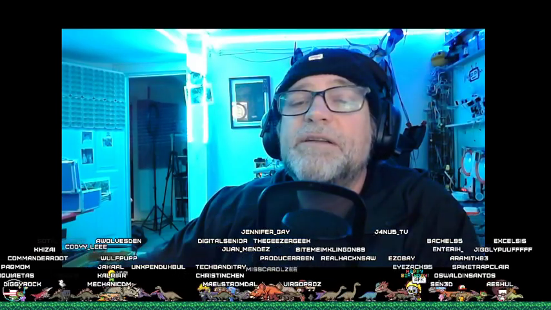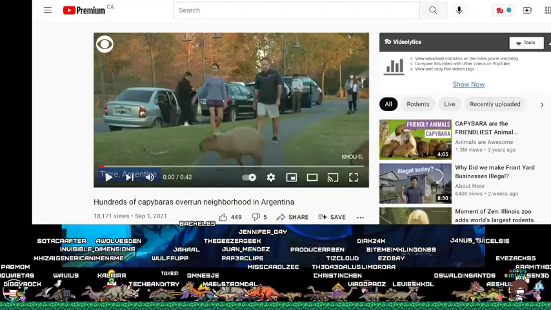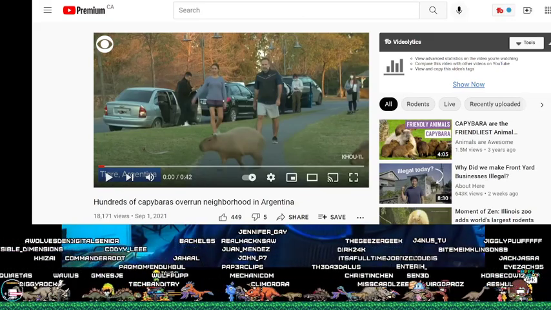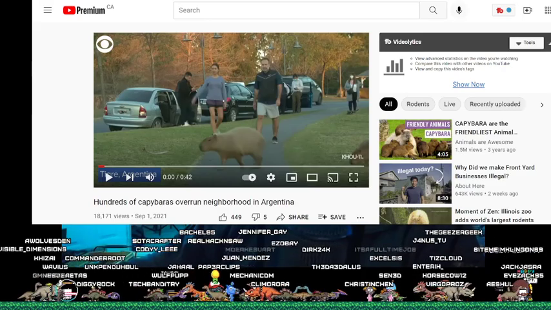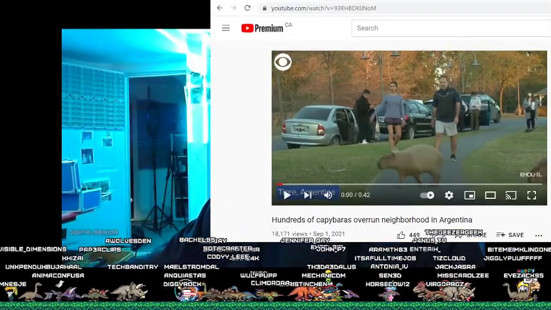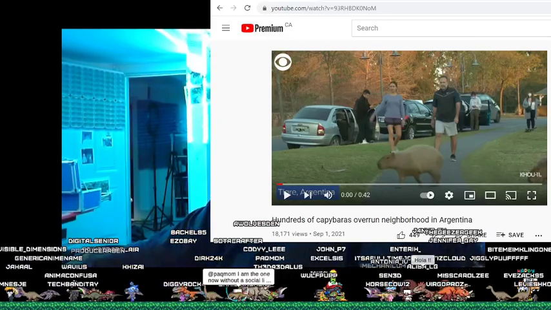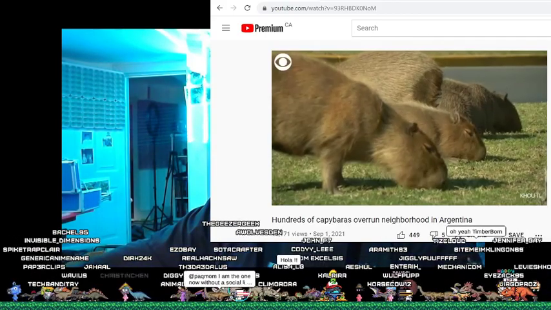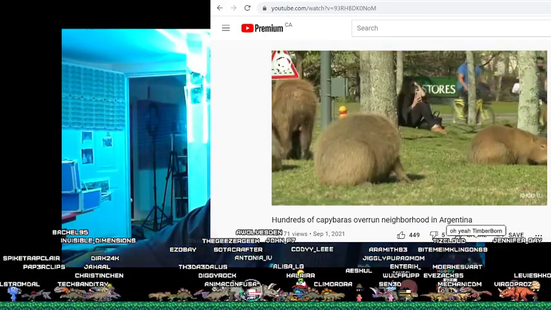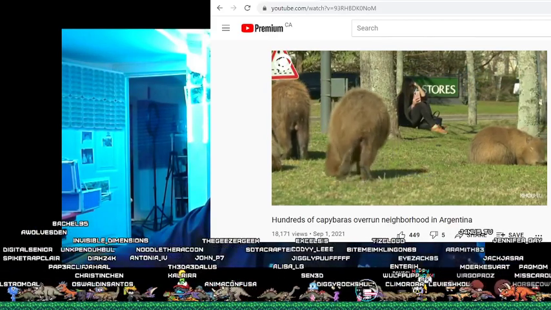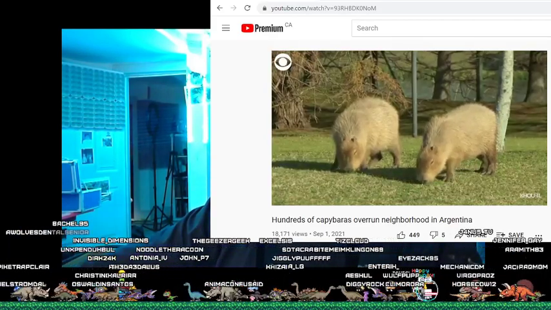All right, let me see what I've got. There you go. This is it. Hundreds of capybaras. Let me see if I can make this slightly more palatable for people to see. Okay, if I cut this down, there you go. The chupacabras are taking over the neighborhood. There they are, eating people's lawns. Look at them all. How cute are those? I'd love to live with the capybaras.